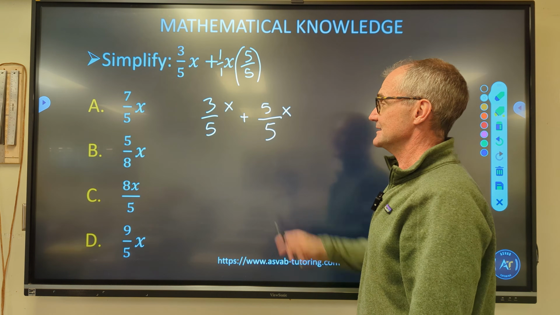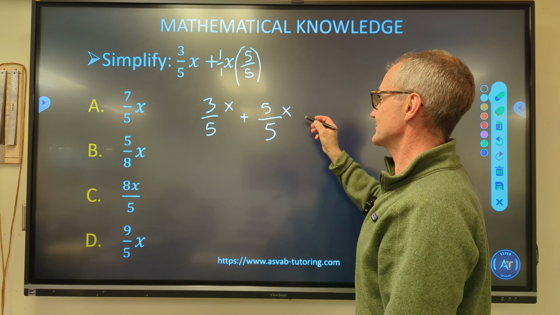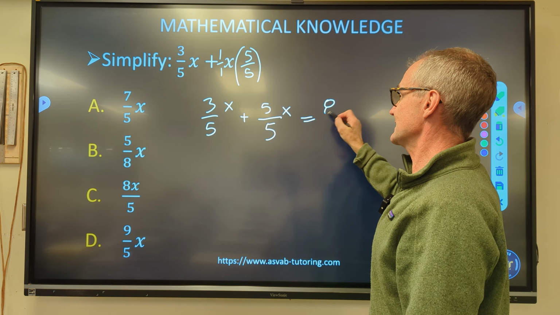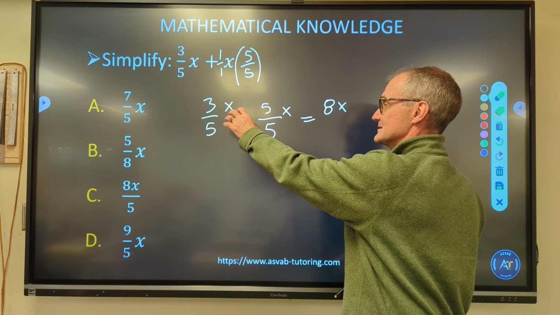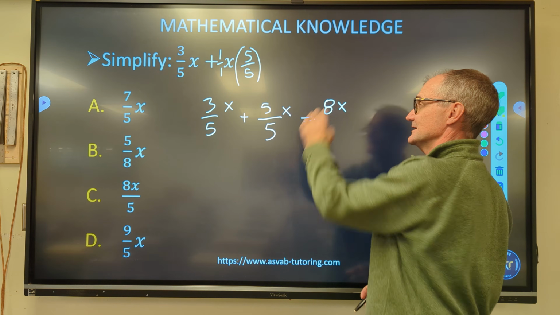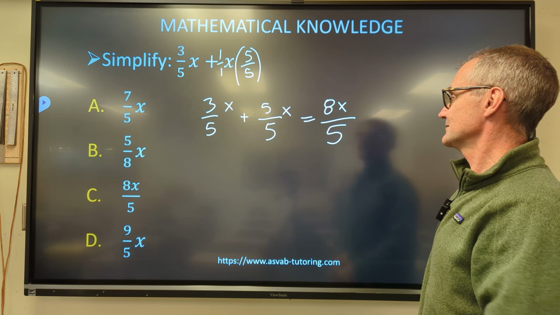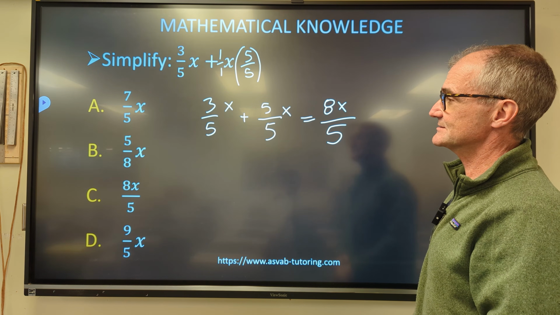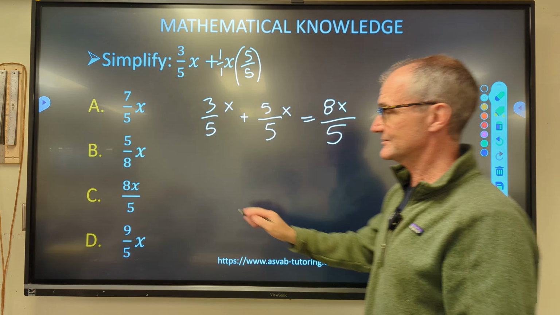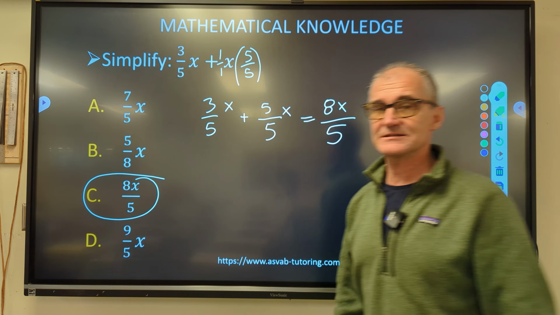Now that I have that common denominator, I add across the top to get 8x. Right, I have 3 of these x's plus 5 of these x's to get 8x. On the bottom, I just keep that common denominator of 5, and there's my answer. 8x over 5, correct answer, answer C.